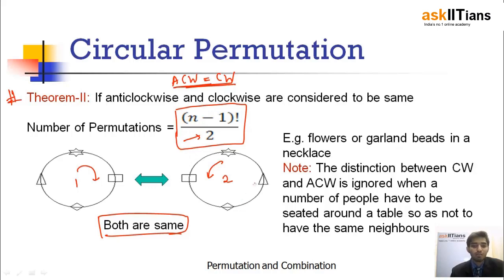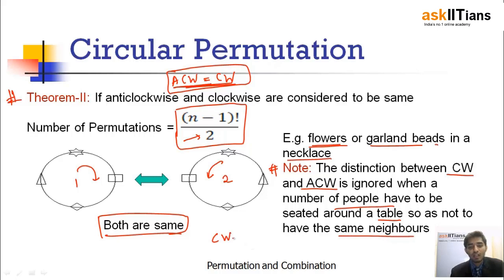And what can be an example where anti-clockwise arrangement will be the same as the clockwise arrangement? Examples can be flowers in a garland or beads in a necklace, right? Now an important note: the distinction between clockwise and anti-clockwise is ignored when a number of people have to be seated around a table so as not to have the same neighbors. So we will always take clockwise equal to anti-clockwise when the problem is of this type, where a number of people have to be seated at a table so as not to have the same neighbors.